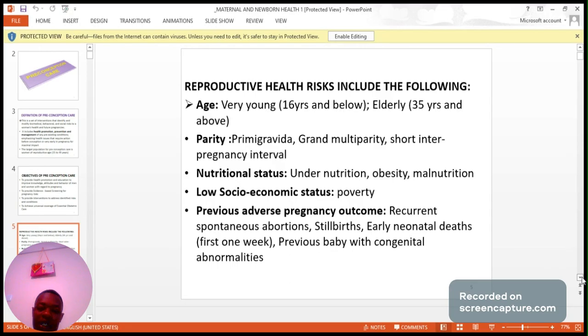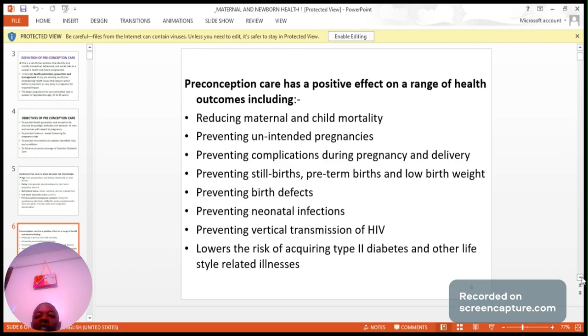Now, previous adverse pregnancy outcome: recurrent spontaneous abortion, stillbirth, early neonatal death, yeah, previous baby with congenital abnormality. Those are things that if a mother has a history of, you should be very, very keen, because when somebody is having recurrent spontaneous abortion, there's a question mark about that. Okay, stillbirth, a baby dying within that can be hemolytic disease of the newborn due to rhesus factor. So you should scrutinize and get it out to understand what can be hiding below. So preconception care has a positive effect on the range of health outcomes, including reducing maternal and child mortality, because most maternal and child mortality is because there was no preconception care or initial diagnosis of any underlying condition. Preventing unintended pregnancies.